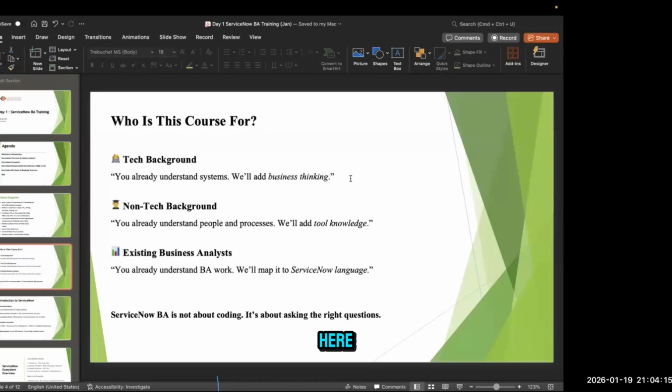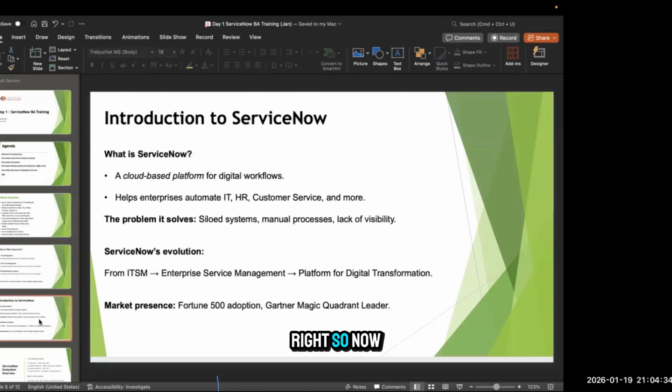The tool is ServiceNow here. And if you're already an existing business analyst, you already understand what a BA does, right? So now we will map your BA skills to the ServiceNow language. As a conclusion, ServiceNow BA is not about coding, it's about asking the right questions. So now let's see what exactly ServiceNow is.